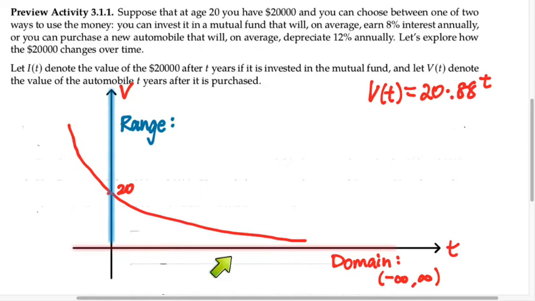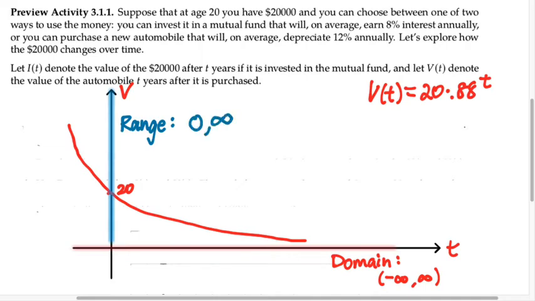But there is some limit. What is this car never going to be worth? Zero. It's never going to be worth zero, because every year we're hanging on to 88% of the last value. So as long as there is some value, a year later, there's still going to be some positive value, just 88% of what we had before, right? So it's never going to be worth zero. But it can be worth anything approaching zero.